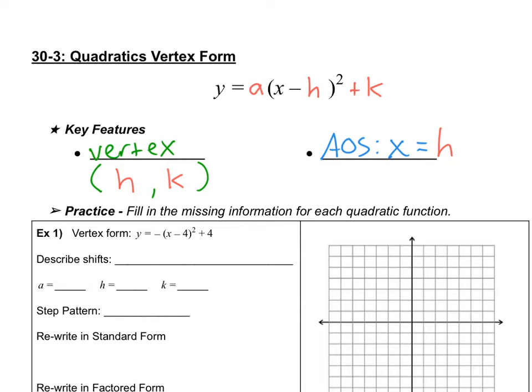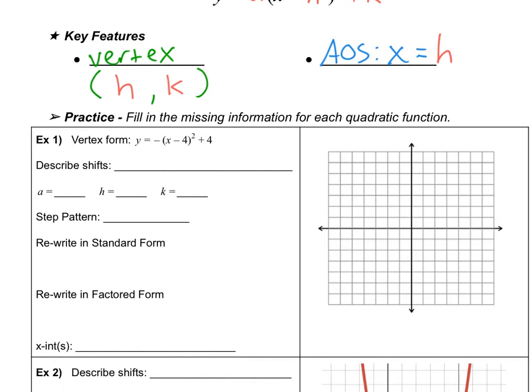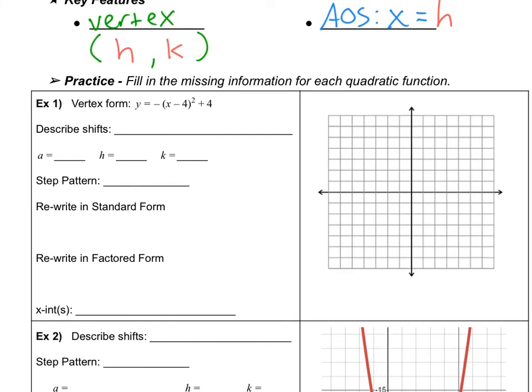All right, let's do the example down below. So looking at example 1, vertex form is given to us. There's nothing else given to us other than the equation. Now we're seeing two shifts happening. Remember, the inside is a horizontal shift. The outside is a vertical shift. So this negative 4 inside tells us to do what? Shift in what direction? The opposite of what we think, right? So we're going to go to the right 4 units. And we also have a number, the k value is a positive 4. So also up 4. So that's our shift.